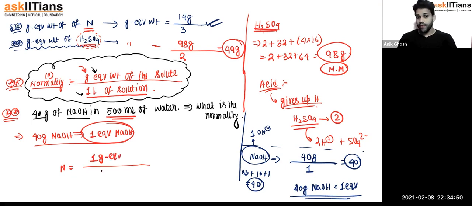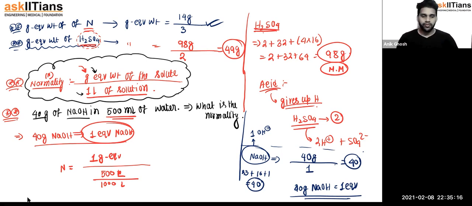Now 500 ml means how many liters? 500 ml means 500 by 1000 liters. This is the conversion factor. 1 liter means 1000 mL. I have 500 mL.